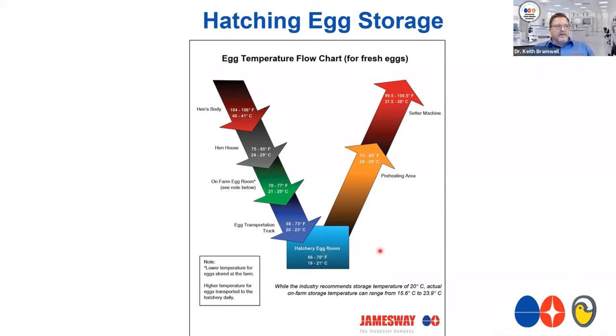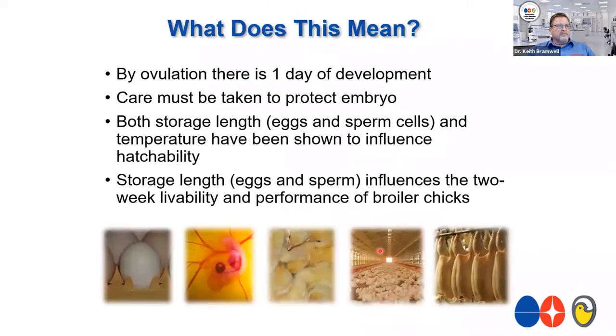And again, reducing stress in our chicks, reducing stress in our embryos, managing our eggs to keep a constant and reduce stressful or challenging situations. So kind of summarizing this, by ovulation, there's a 1-day development of that embryo, and we must take care to protect that embryo.